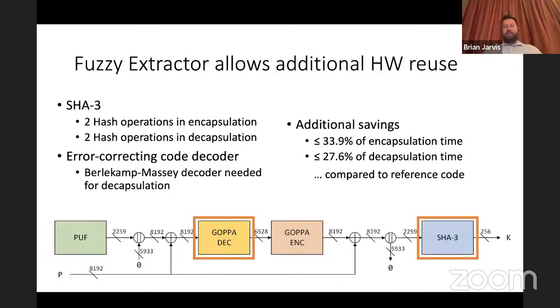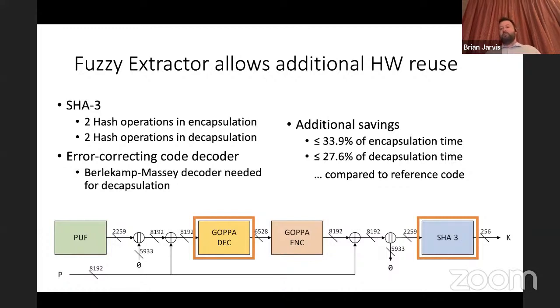So you can then go beyond this, because to have the complete fuzzy extractor, you would need to have the complete GAPA decoder. So you will have some additional gains by having the Berlekamp-Massey also implemented in the FPGA. Additionally, since the fuzzy extractor does need that SHA-3 function, you would be able to reuse that for the couple of operations that occur during classic McEliece encapsulation and decapsulation.